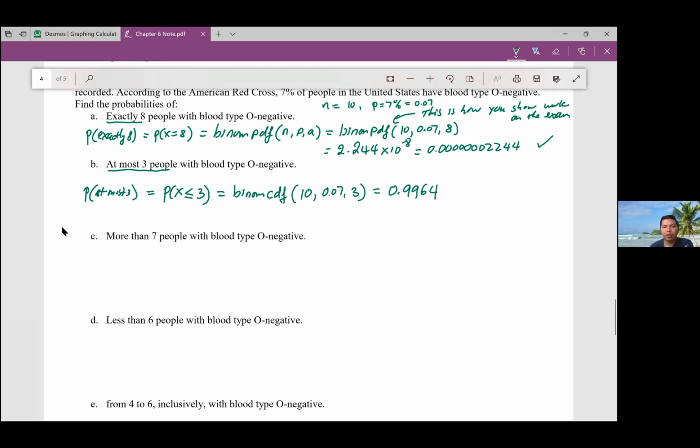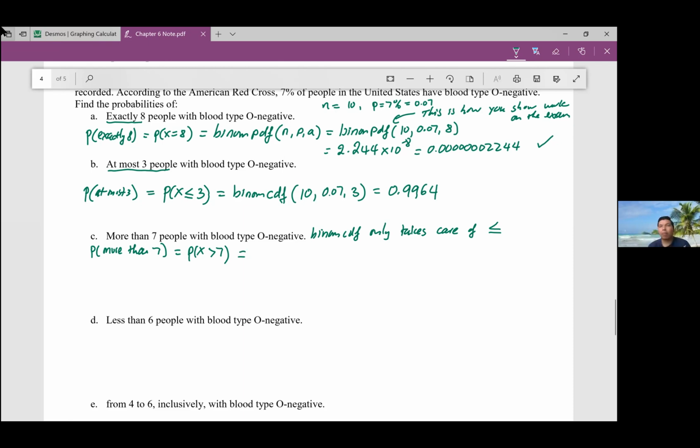Still good on that, right? Yeah, still something that we don't have to play around with that much. So C is something they need to take care of, the probability that more than 7. So that's equivalent to P of X bigger than 7. And we know we cannot do that directly, because binomcdf only takes care of less than or equal. So here we're going to use the rule of complement.